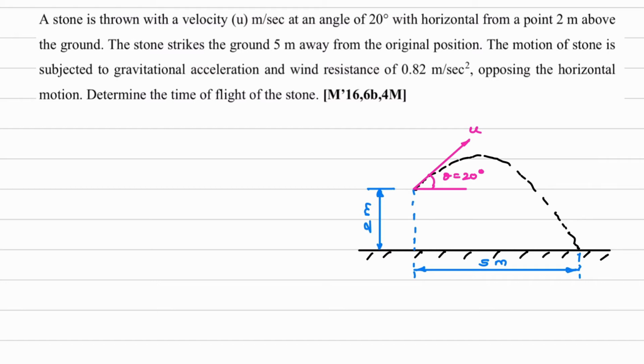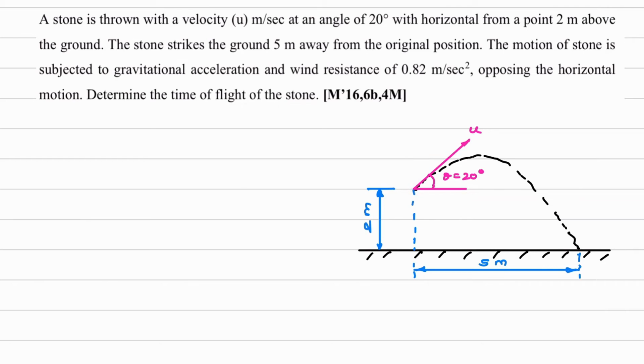The motion of the stone is subjected to gravitational acceleration. So in the y direction, we have uniform acceleration motion, and wind resistance of 0.82 meter per second square opposing the horizontal motion. Usually in projectile motion, the horizontal component of velocity is constant and the vertical component changes because of gravitational acceleration. Now in this case, gravitational acceleration is there, so the y component will change, but we also have wind resistance.